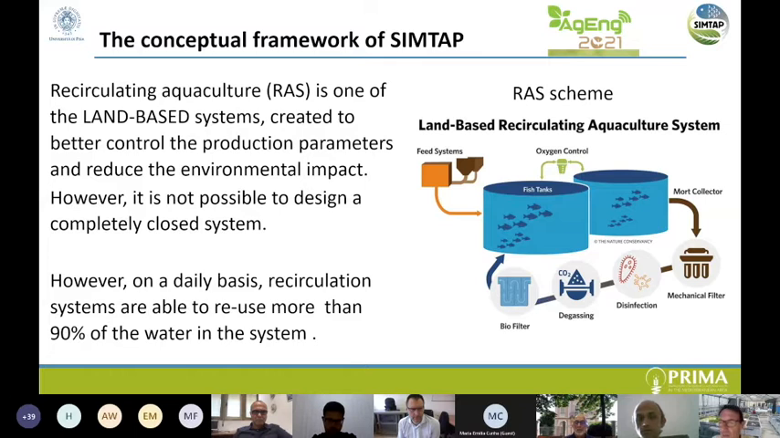As you can see, the main units of these RAS, recirculating aquaculture systems, are, of course, the rearing tanks, and then we have to remove the suspended solids and other byproducts of the rearing by some devices. So we have mechanical filters, bioreactors or biofilters, and the gassing units, and of course some disinfection against diseases.